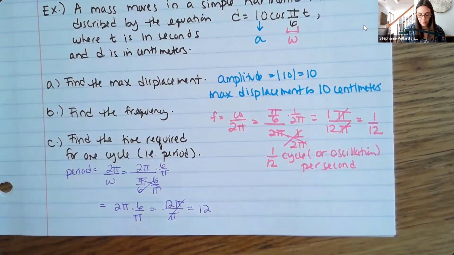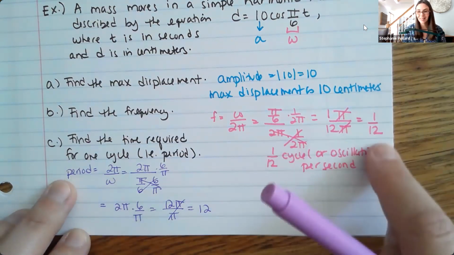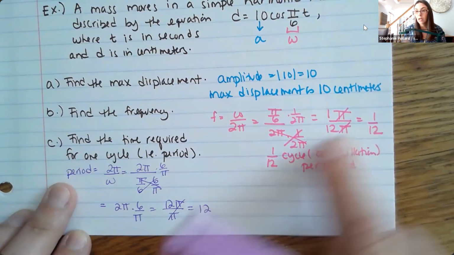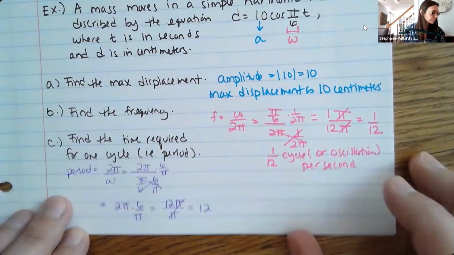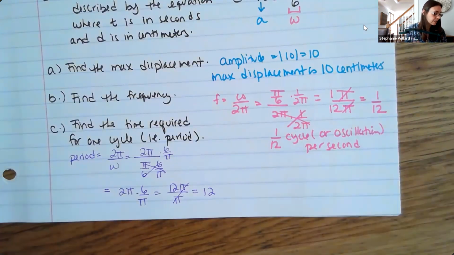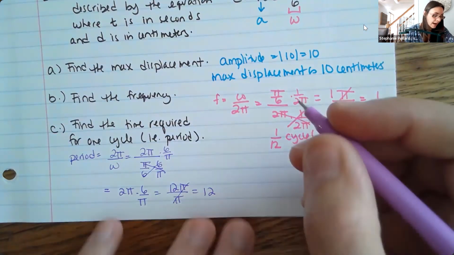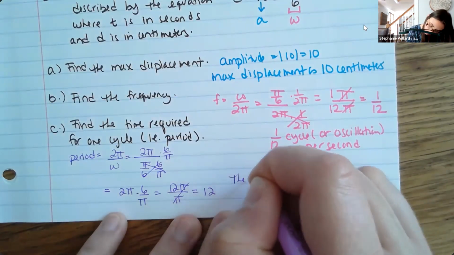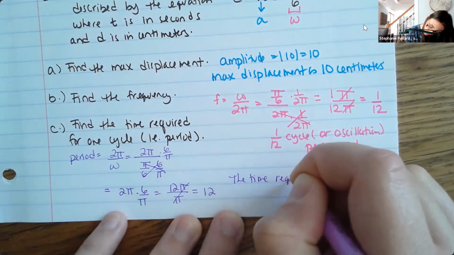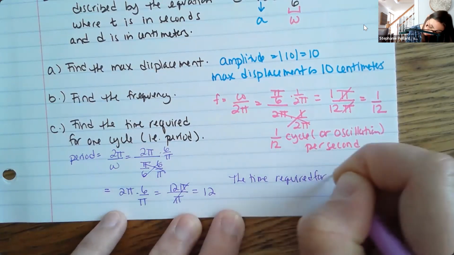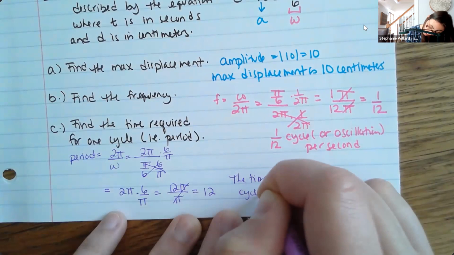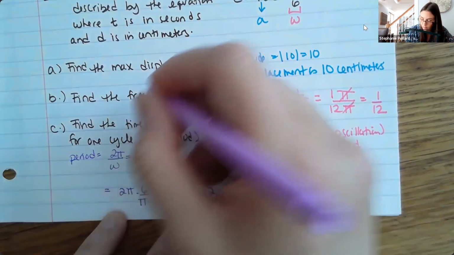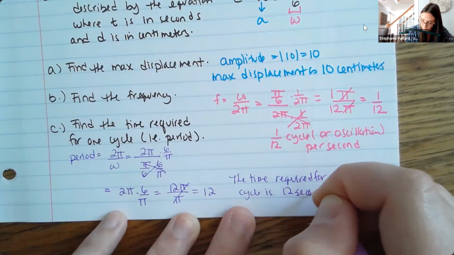You can also find the period by taking 1 over the frequency. So you can see that they are reciprocals here, which is okay. It's supposed to be like that. So our period here is 12. So the time required for 1 cycle is 12, and it's seconds here. So whatever your units are, seconds.